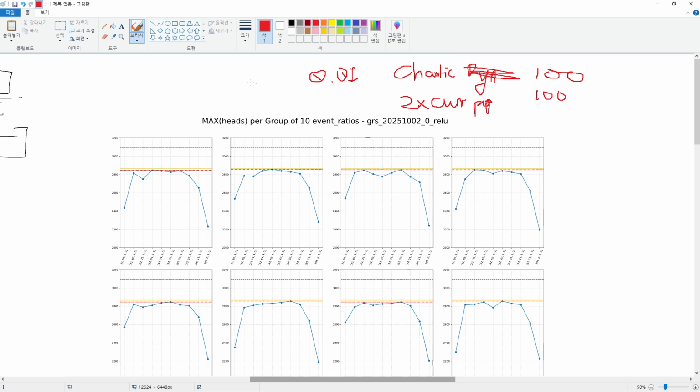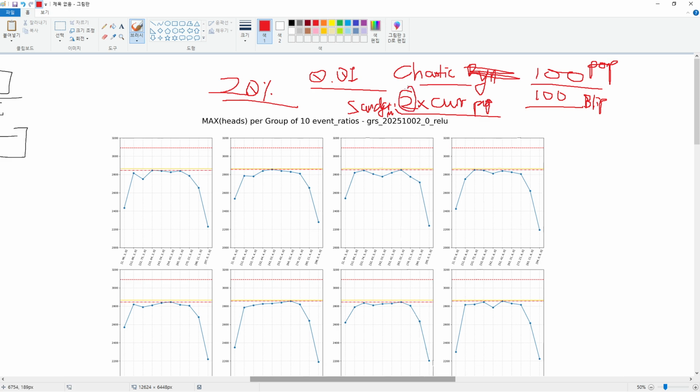And the elite percentage is 20. But I'd said this, but the others I didn't mention. Sorry about that. So population and blip, both 100. And then the sand grain multiplier is 2.